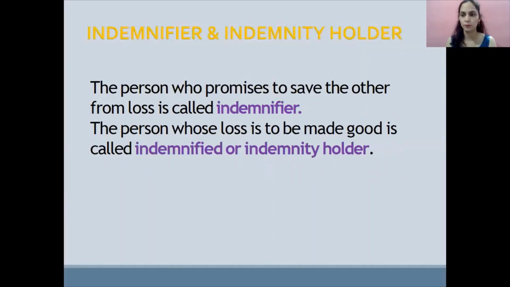There are basically two parties under the contract of indemnity. First, the person who promises to save the other from the loss. That is the promiser, who is giving the promise to the other party that, on the happening of an uncertain event that they are covering under the contract, the losses that the promisee will face will be taken care of by the promiser.